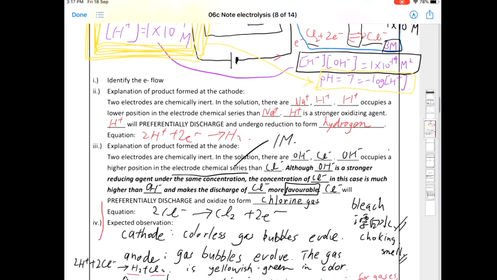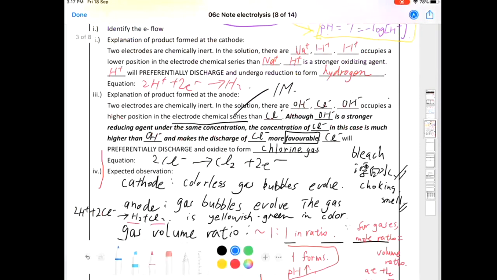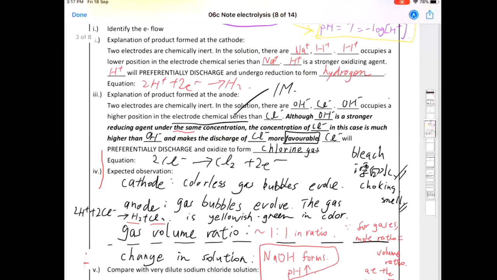And now we use a term called preferentially discharged to describe this fact. And what you have to tell other people is that under the same concentration, OH⁻ is a stronger reducing agent. That is the case in the electrochemical series. However, now the concentration matters. And the much higher concentration of chloride ion will make chloride ion discharge more favorable.